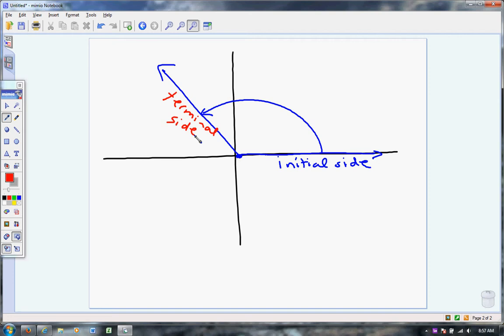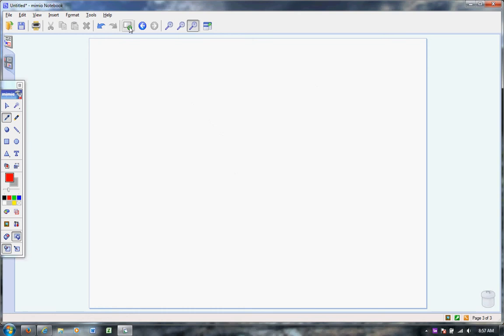Now, one thing about this, if I swing this way, it's a positive angle. If I swing the other way from here, it's a negative angle. All right? And so that leads us into the first thing we want to learn about here, and that is coterminal angles.